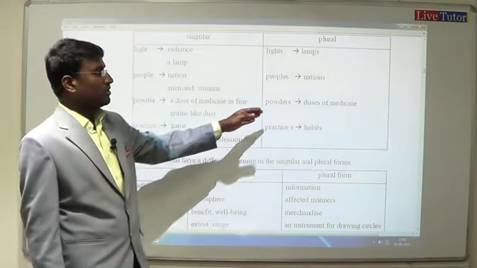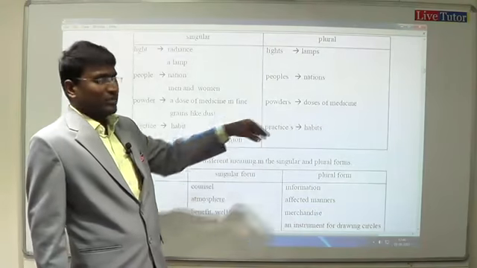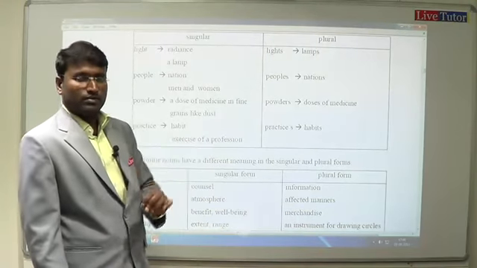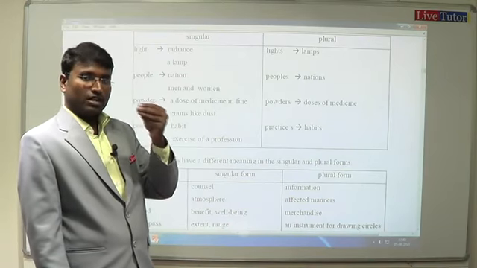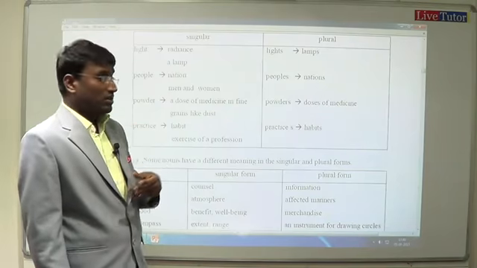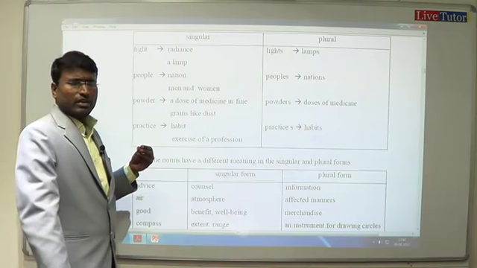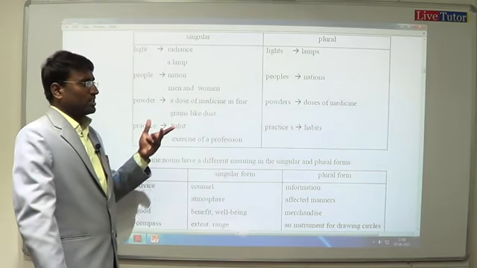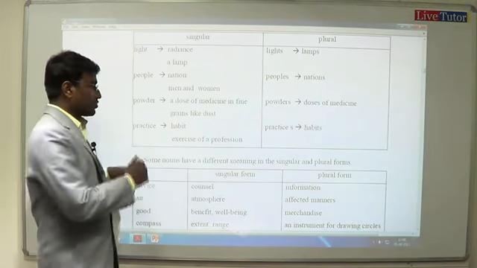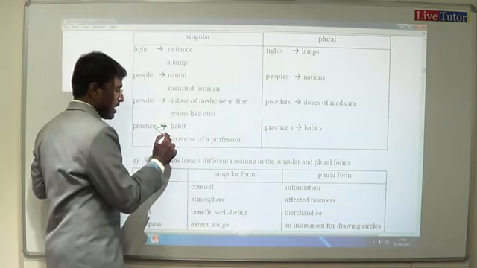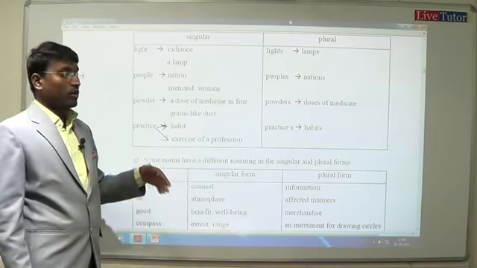Whereas when you change into plural, you are adding s, powders, which means doses of medicine. Dosage na தெரியும் இல்லையா? எவ்வளவு மாத்திரை நம்ம எடுக்கணும் அப்படின்றது தான் டோஸ். So powders அப்படின்றது it gives you the meaning of doses of medicine. Then practice. Again it has two meanings. One is practice, habit. And another practice is exercise of a profession.